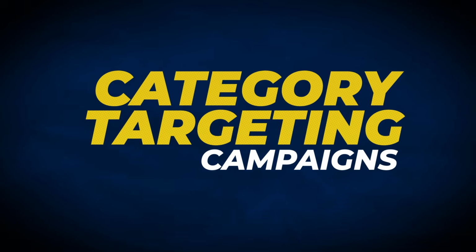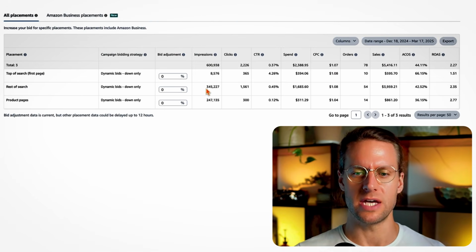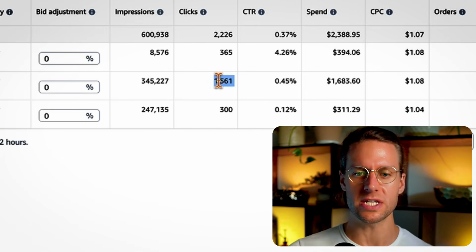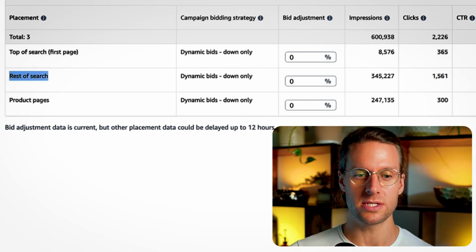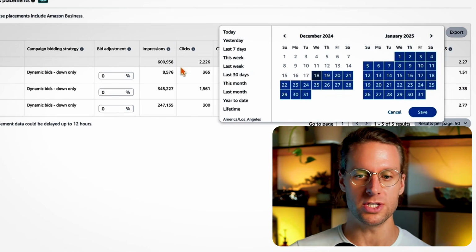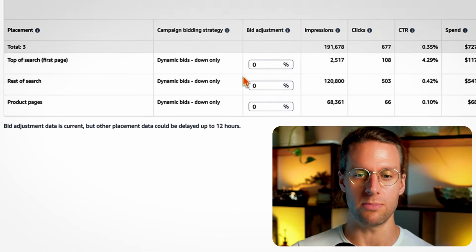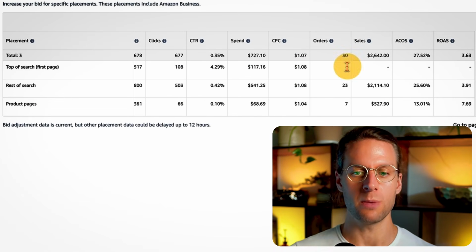All right, so let's take a look at this category targeting campaign. So we're in the campaign here. First thing we're going to do is go to bid adjustments as normal and take a look at how our different placements are performing. So in this case, unlike the other few cases that we looked at, top of search is not doing the best. Rest of search and product pages is actually doing the best in this case. And even if we look at different time horizons, we could see that rest of search and product pages is for sure performing the best.